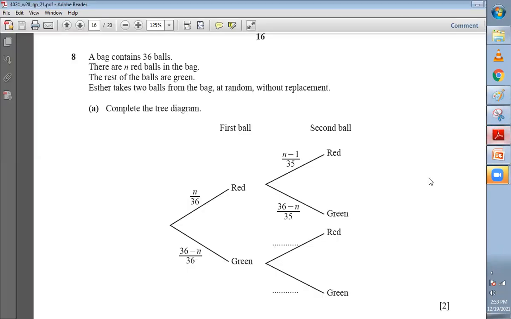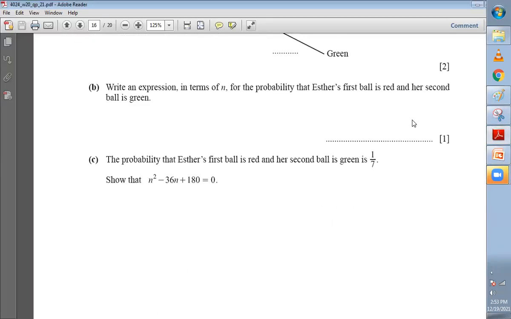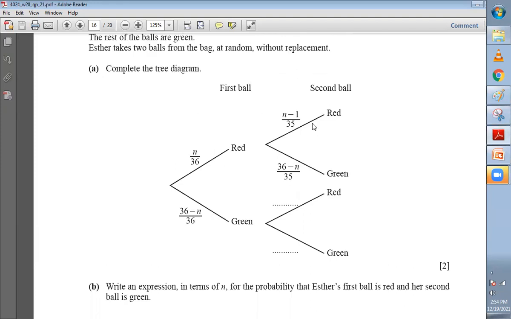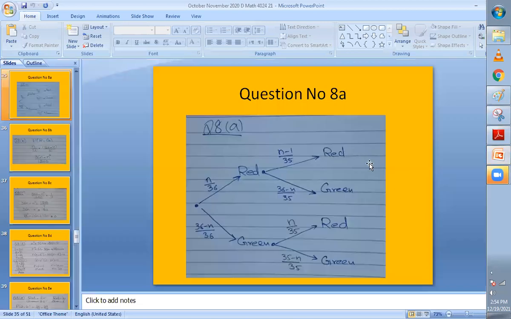It's a little bit higher question. It says, write an expression in terms of n for the probability that Esther's first ball is red and her second ball is green. So they are talking about the probability of red comma green. Red comma green will be this outcome. So I will multiply these 2 probabilities, and I will get the probability. Let me show you.